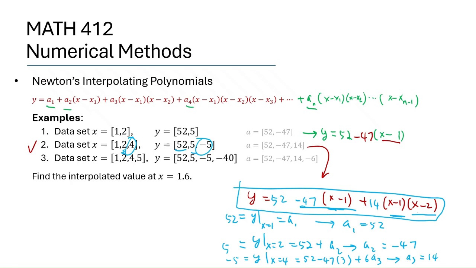Okay. So as you see, now you compare the two data sets. Data set 2 contains data set 1, right?